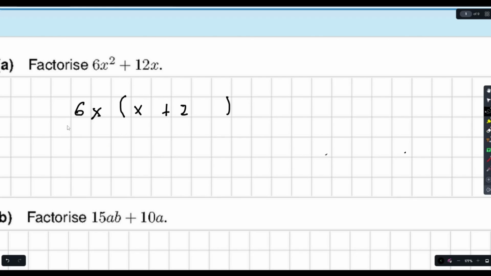You take out the 6, because that's a number that goes in common. We take out the x, and then we ask ourselves 6x multiplied by what will give me the first thing, and that's going to be x, because 6x times x is 6x squared. And then we say 6x by what will give me 12x. Well, we need to get from 6 to 12, so we need to multiply it by 2, and we already have that x. Hands up if that makes sense.